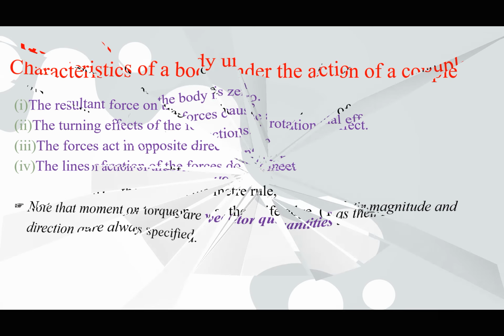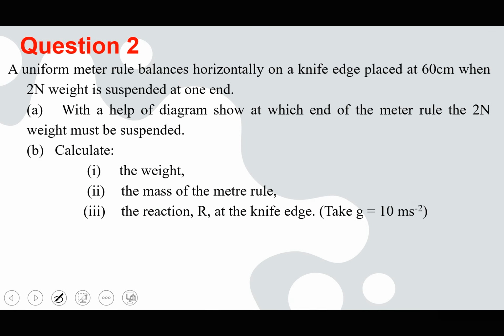Okay, question number 2. A uniform meter rule. Uniform in the sense that its weight acts at the center or at the midpoint. A uniform meter rule balances horizontal on a knife edge placed at 60 centimeters when a 2 Newton weight is suspended at one end.